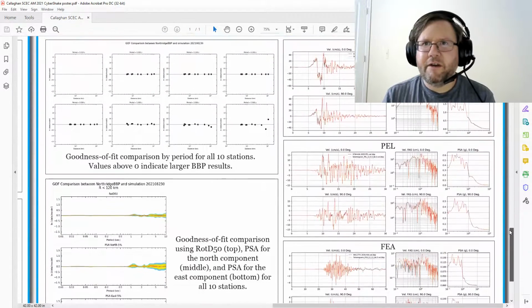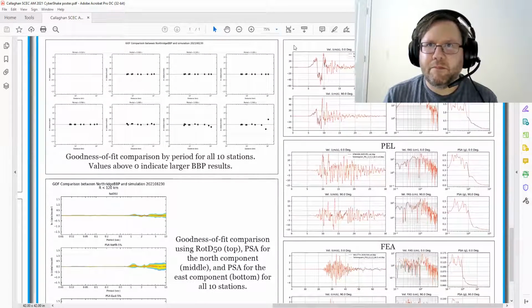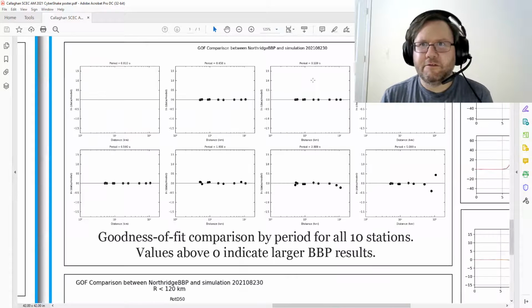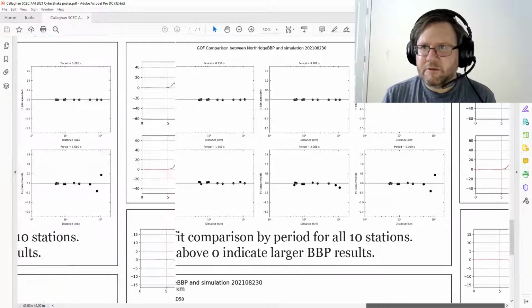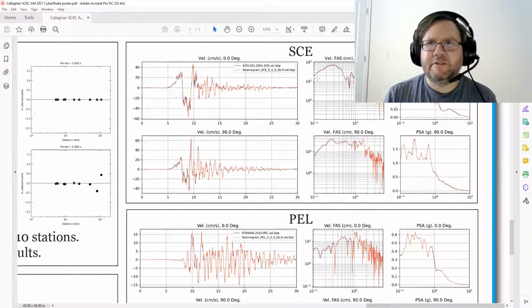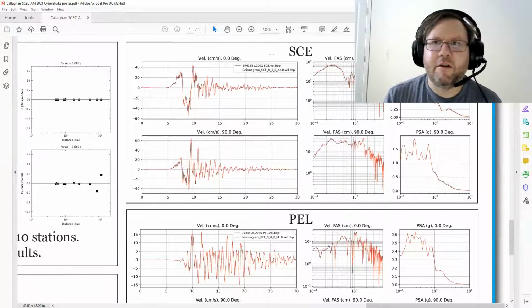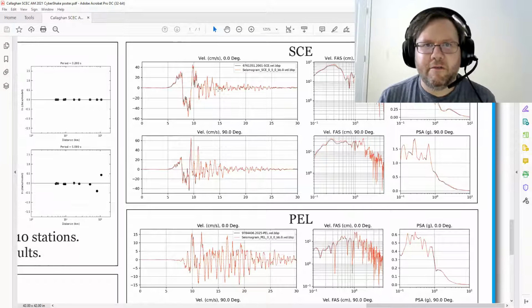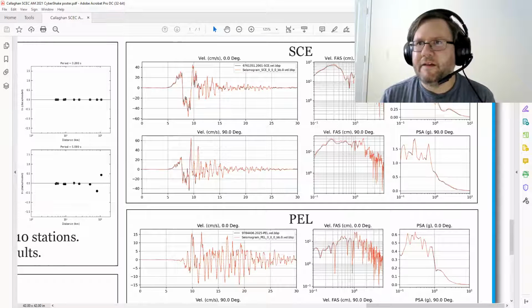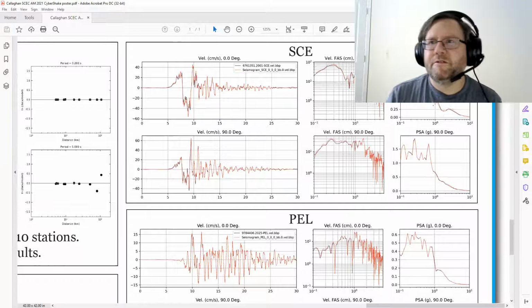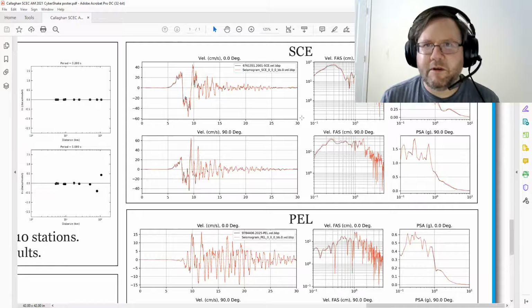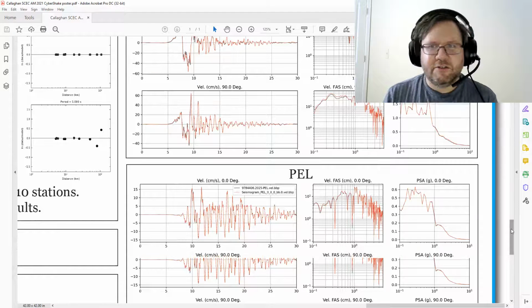I'll go ahead here and show you a couple of sets of the traces. Let me zoom in a little further so it's easier to see. For instance, for this site, SCE, which is practically on top of a fault, you see pretty good agreement in the velocity seismograms. The FAS is very close. The PSA has a small difference here at 1 second, but otherwise looks pretty good. Other sites show similar trends.